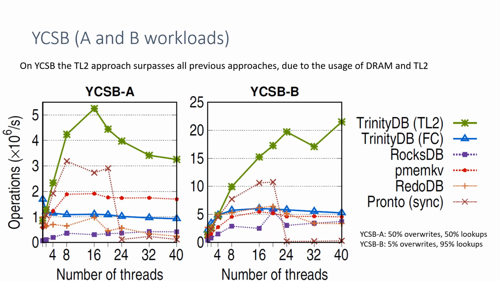On this slide, we see a comparison for the Yahoo benchmarks, workloads A and B, where workload A is 50% overrides, 50% lookups, and workload B is more read-oriented with 5% overrides and 95% lookups. On workload A, we can see good scalability up until 16 threads. We believe that beyond this point, we're saturating the bandwidth of the single Optane PM module that we have in our system. And perhaps more scalability would be possible using interleaved mode.